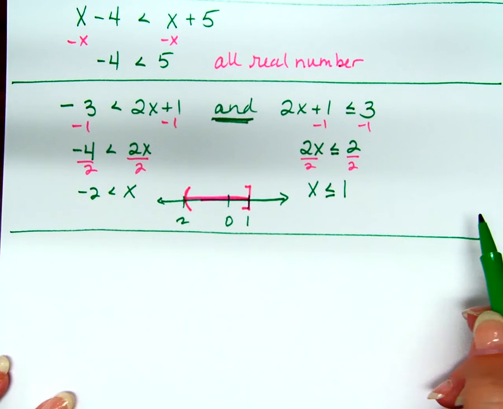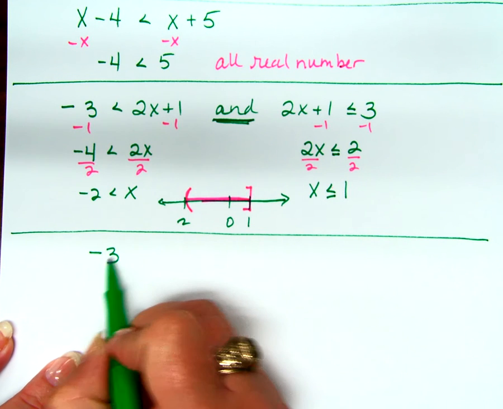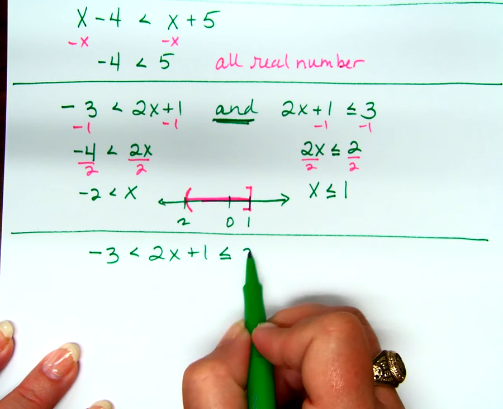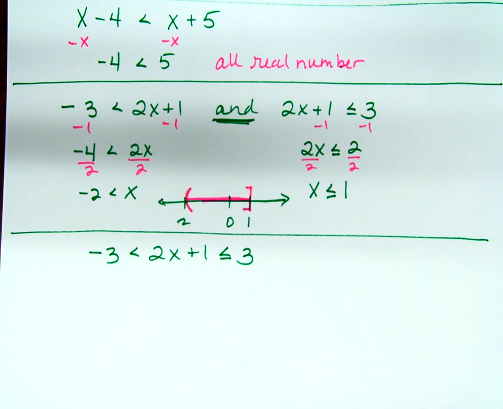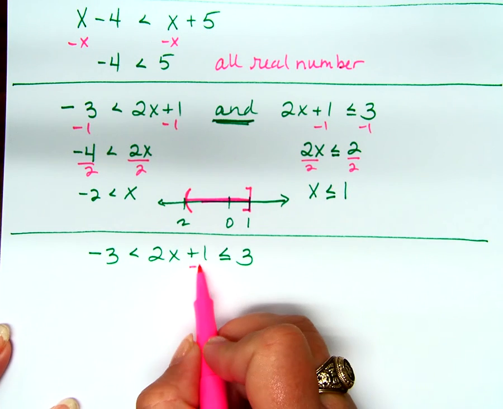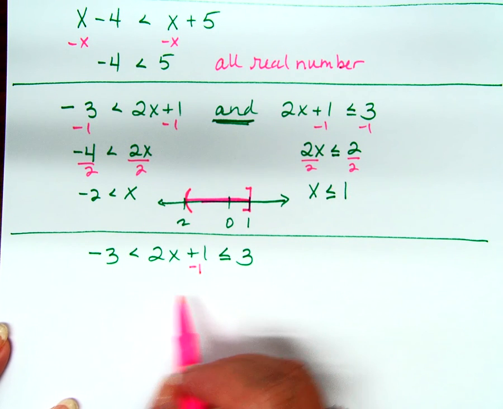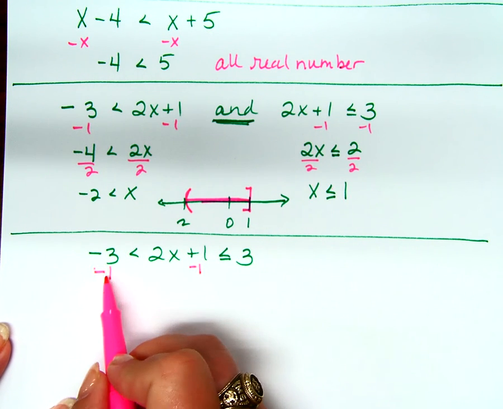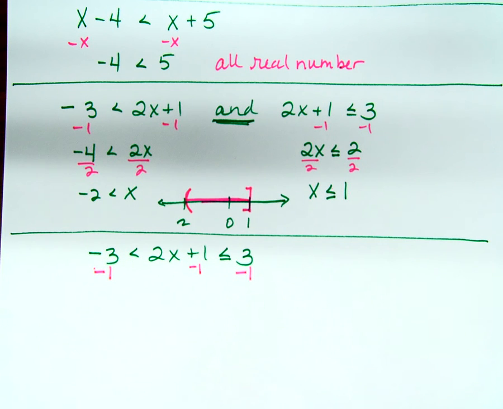Here's another way it could show up. Negative 3 is less than 2x plus 1 is less than or equal to 3. When we solve equations, do we have more than one equal sign ever? Nah, we don't, do we? But when you're solving inequalities, it can show up like this. So if I say I subtract 1 from both sides, there's not just both sides anymore. Do you see that there's like three sides? So if I subtract 1, I had to subtract 1 here and 1 here.